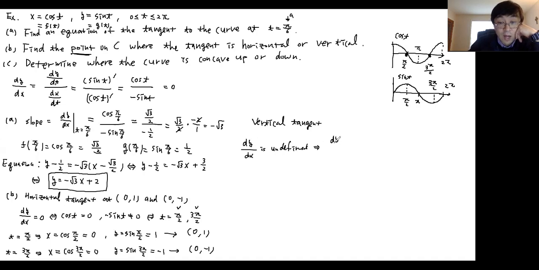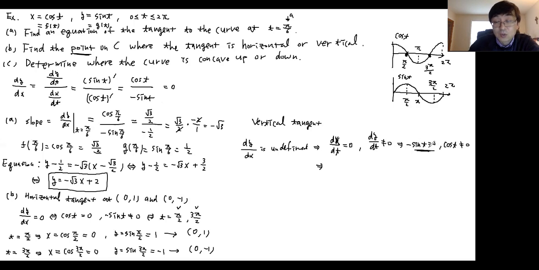So dy over dx is dy over dt divided by dx over dt. dx over dt is exactly the bottom one. The bottom one is equal to 0, but the top one, dy over dt, is not equal to 0. So we have dx over dt equal to 0. Which one equals 0? The bottom one. Negative sine of t equal to 0. But the top one, cosine of t, is non-zero. So what are the t values in this case?